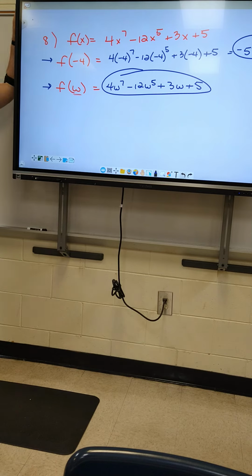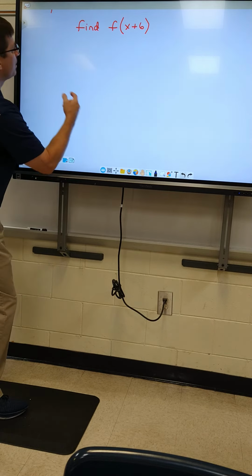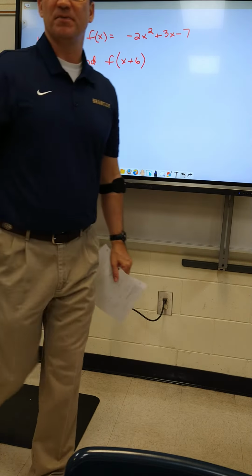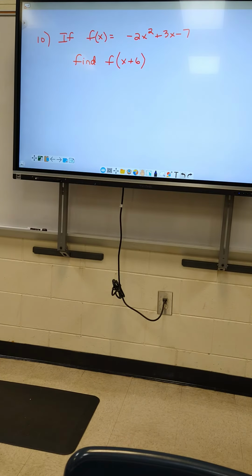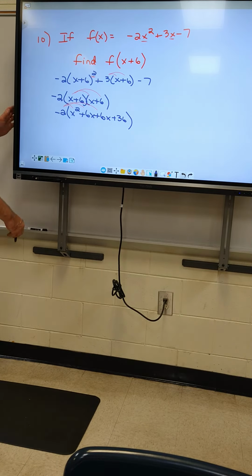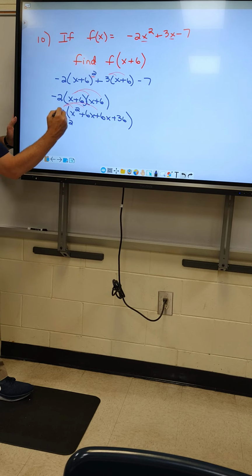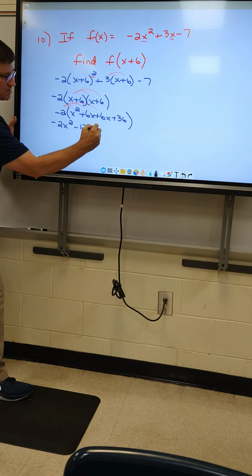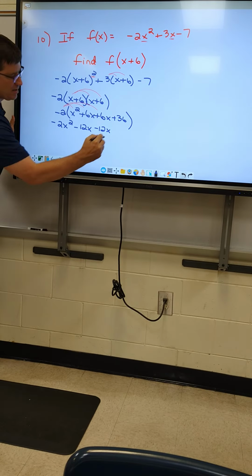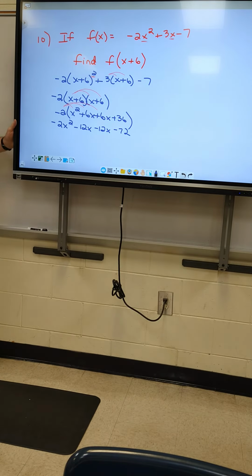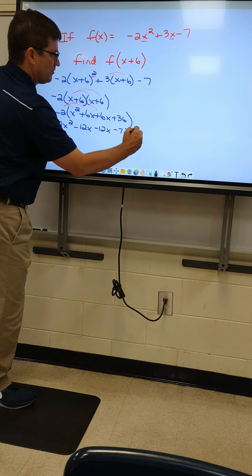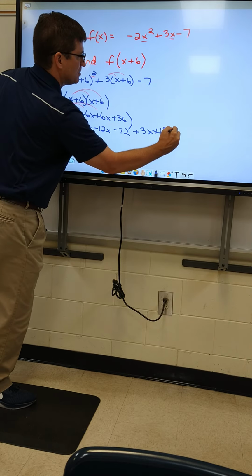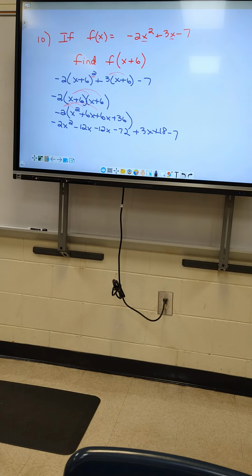All right, I got you one more problem. I want y'all to either write on the bottom or the back, if I can find it. This one's more difficult. I want y'all to try this. This is going to be the hardest problem on the quiz tomorrow. Y'all got -2x squared minus 12x minus 12x minus 72, 3x plus 18 minus 7. Pretty hard to use the order.